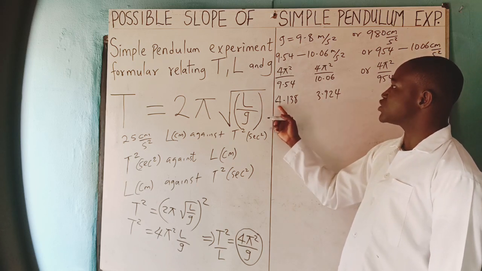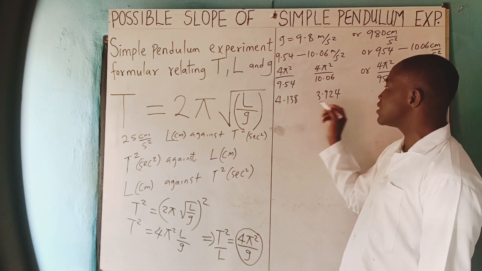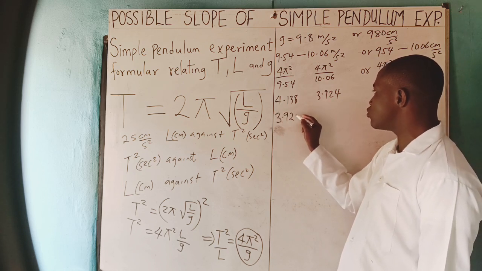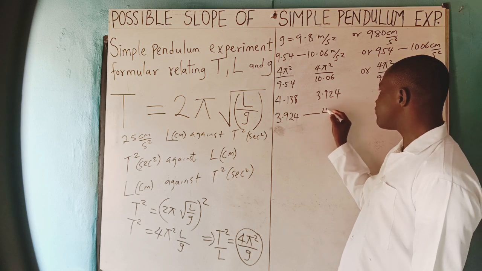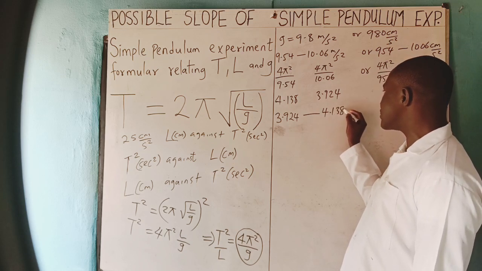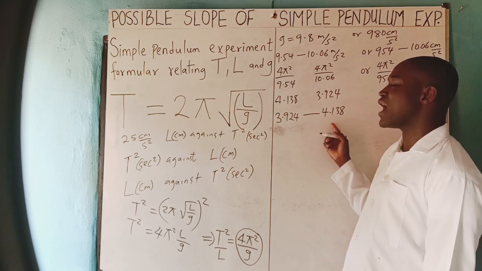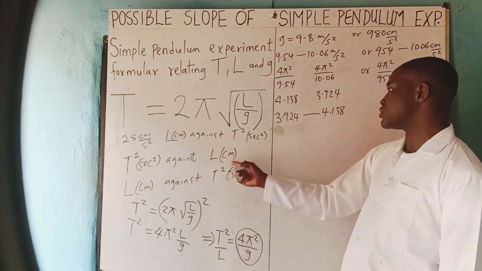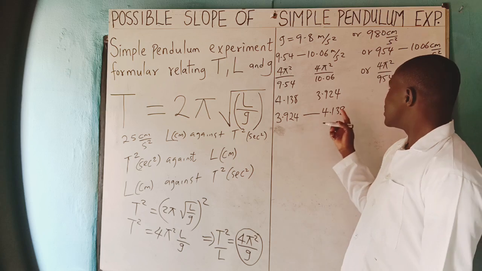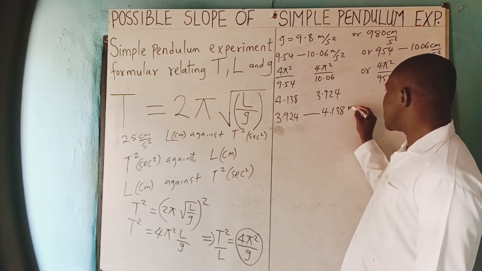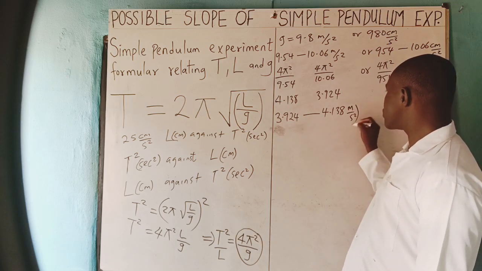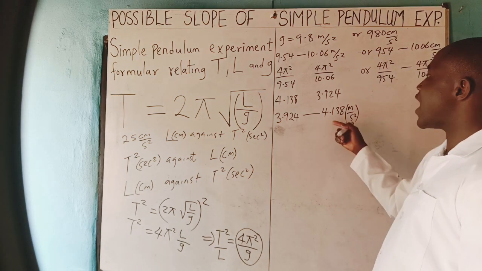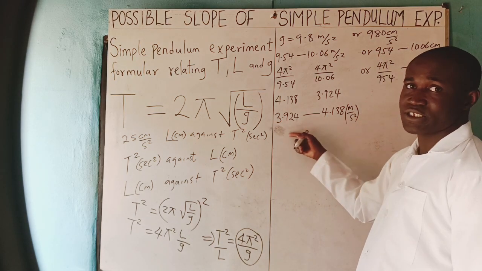So, you notice that this number is bigger than this. So, we say, start from the lowest. The range is between 3.924 to what? 4.138. This is when you are talking about T square against L, and the unit is meter per second square. So this is a possible range you should get. So your answer should fall between this range.